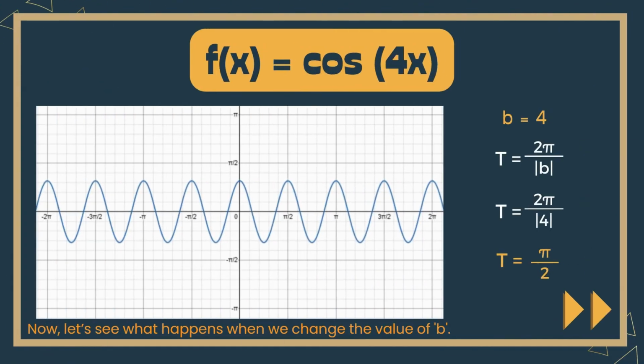Now, let's see what happens when we change the value of b. Consider the function f of x equals cosine 4x. Here, the value of b is equal to 4. When we substitute it to the given formula of the period, we will get a period of pi over 2. This suggests that there are 4 cycles seen in 0 to 2 pi intervals in both directions.